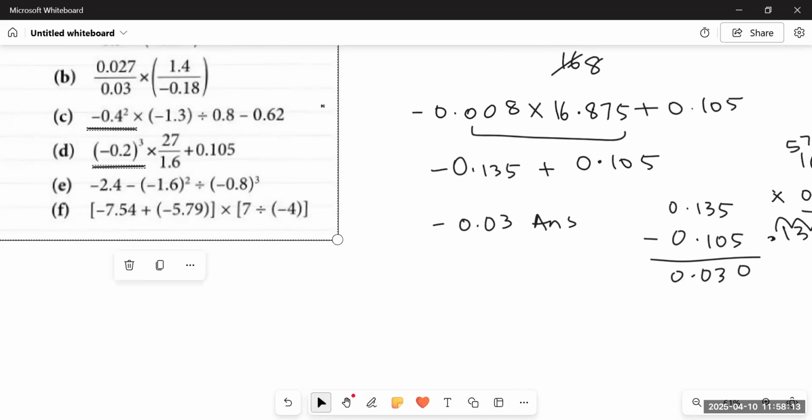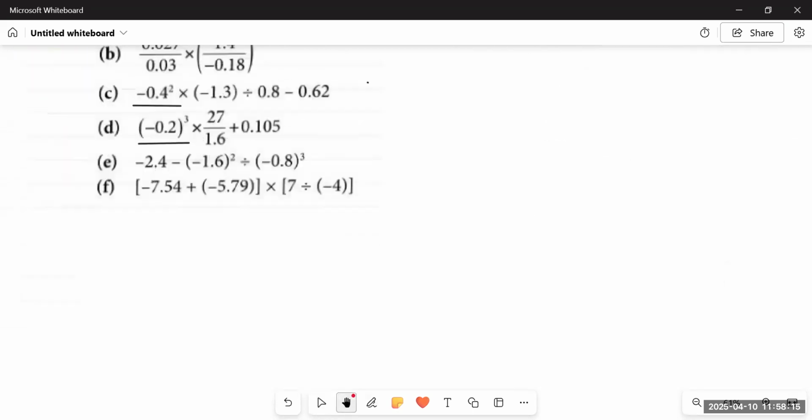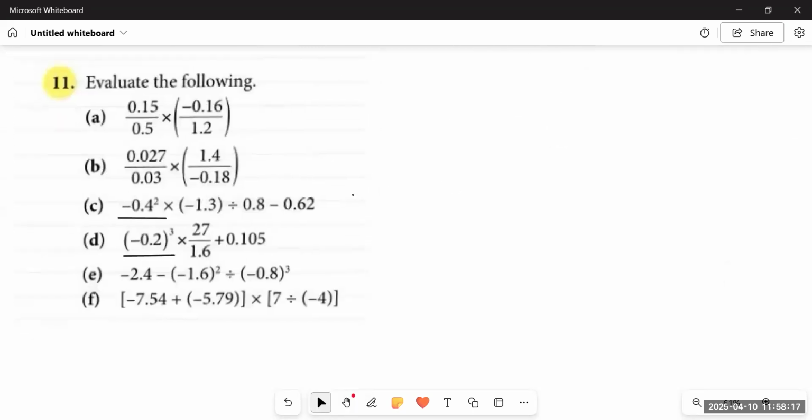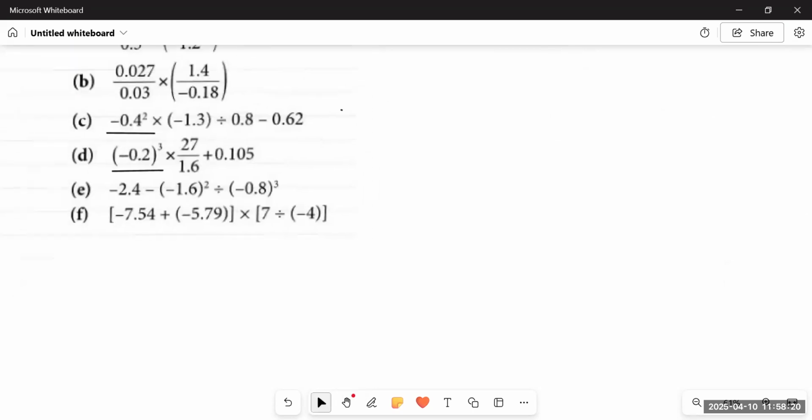Now let's do the next part. The next part, we are again provided with a square and a cube. So we have to solve the square and cube separately, and then we will go for any other calculations.